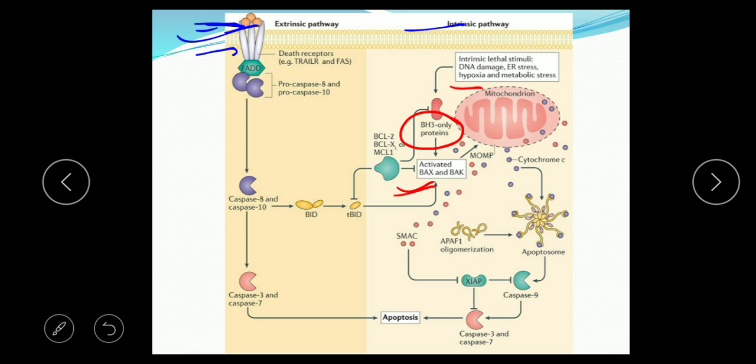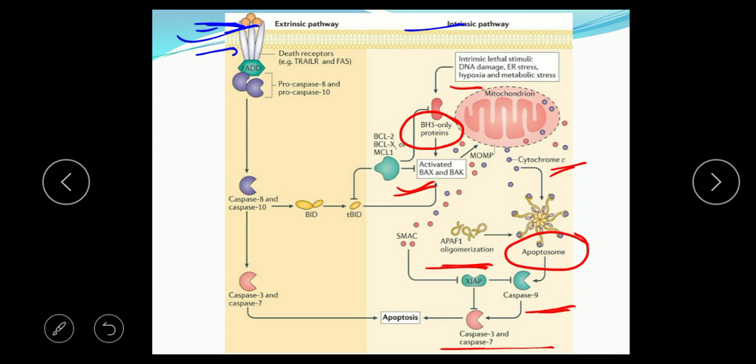These pores are called MOMP, mitochondrial outer membrane permeabilization. Out of this MOMP, cytochrome C will be released, and this cytochrome C will bind with the APAF1 protein and form a complex called the apoptosome. A very important complex it is, guys. This apoptosome will further activate caspase 9, and this caspase 9 will activate caspase 3 and 7. Finally, the cell will start disintegrating, and the nucleases and proteases will start activating.